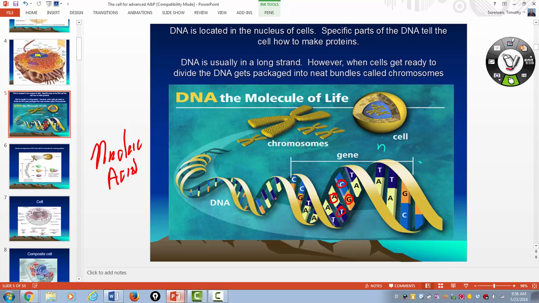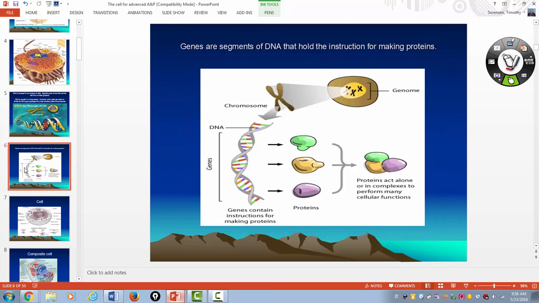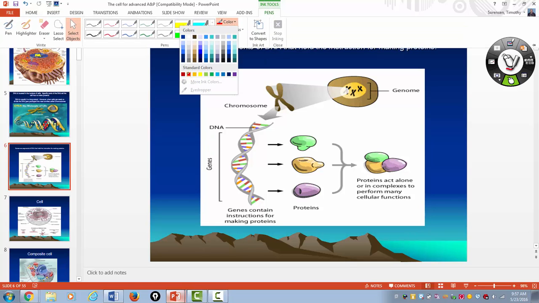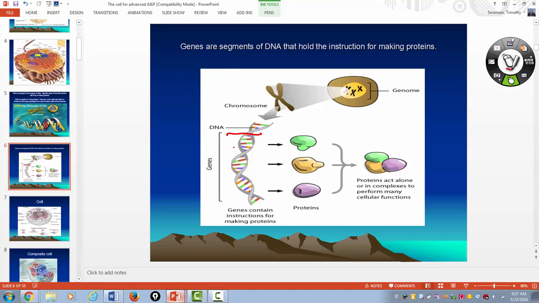And this is really important. Sections of DNA, I'm going to say that again. Sections of DNA that code for a particular protein are called genes. And the human genome has about 25,000 individual genes, and they're going to code for different proteins.